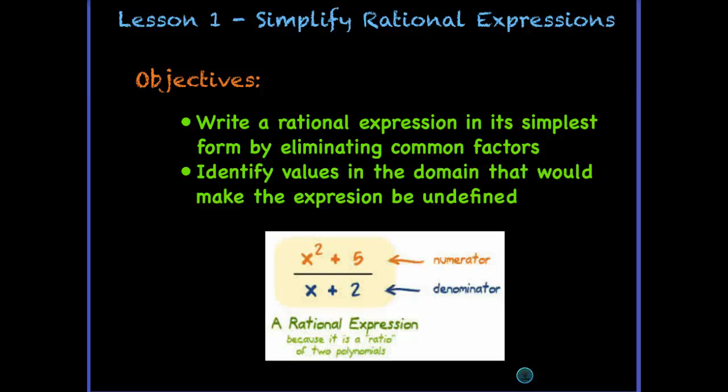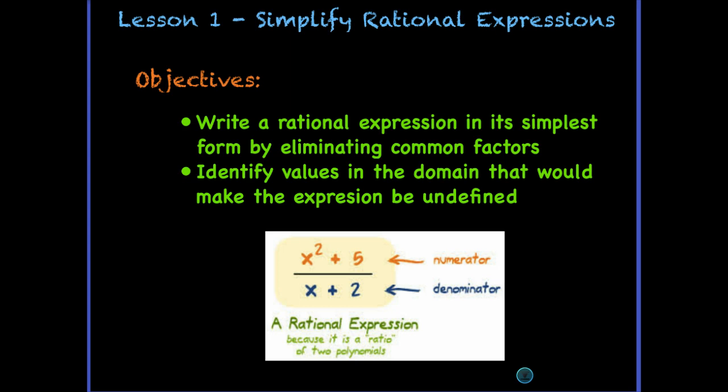Welcome to Lesson 1, Simplify Rational Expressions. So now that you are very good at factoring polynomials, you are going to use those skills when you're dealing with rational expressions. Especially today when we start to simplify rational expressions.